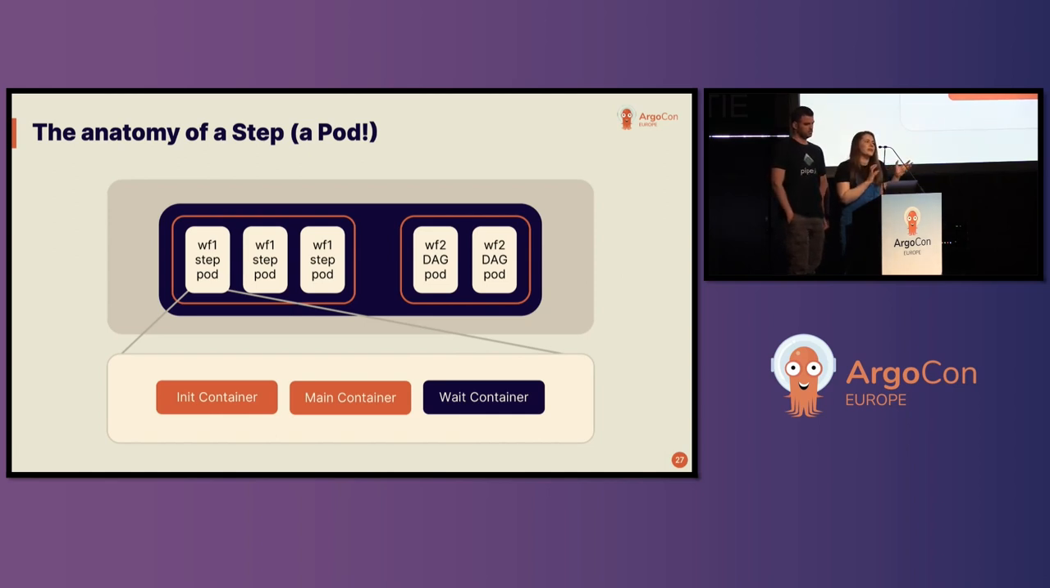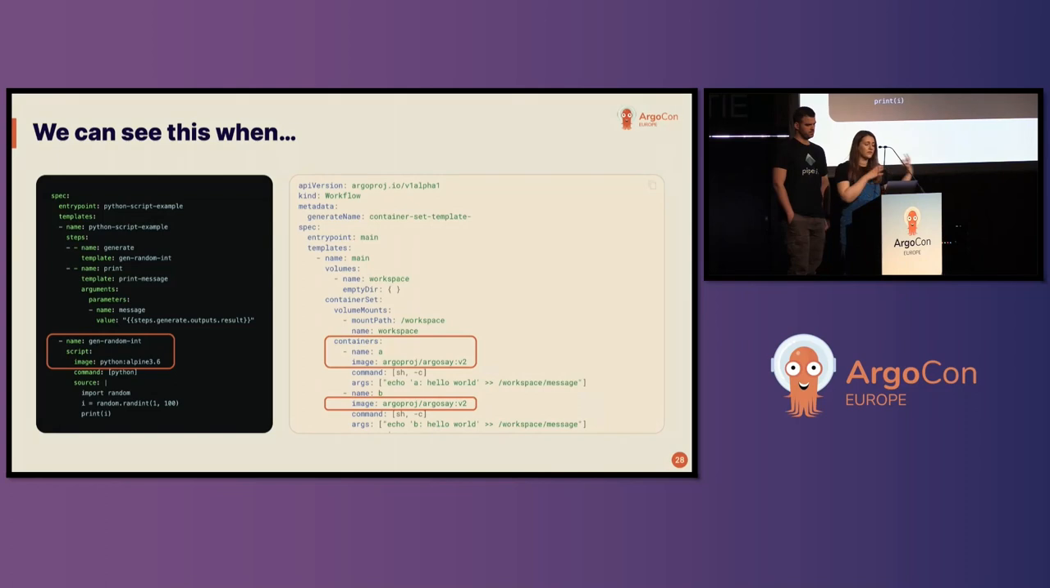Depending on the step template that we use, this actually works slightly differently. So let's look at some examples. If we look at the step templates available to us, perhaps how this main container works is more obvious in some cases than others. When using the container template, the script template, and the container set template, we define the main container or containers where our step should run in a way that looks a lot like a pod spec.